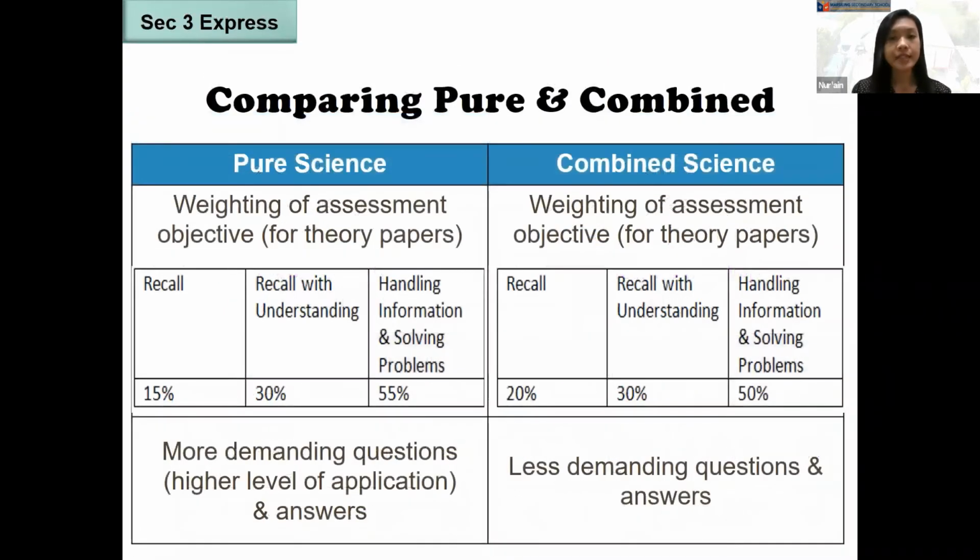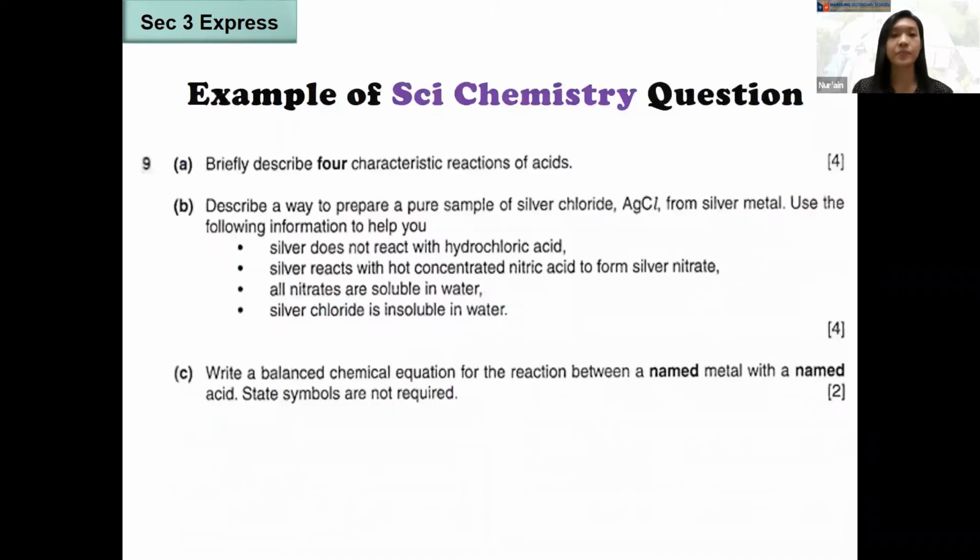The last difference is that the theory paper for pure science has a higher percentage of handling information and solving problem type of question, and there will be a lesser percentage of recall type question when compared to a combined science. So let me give you an example to illustrate this.